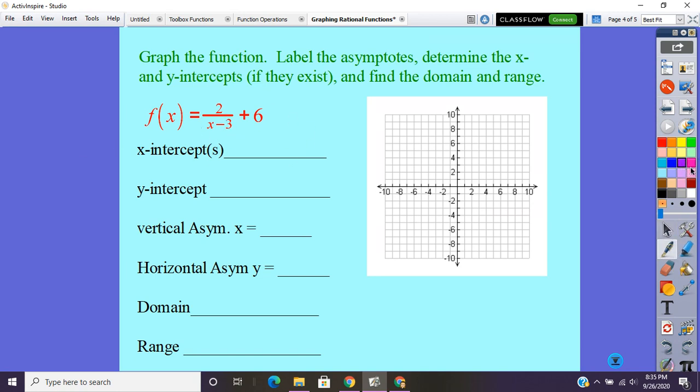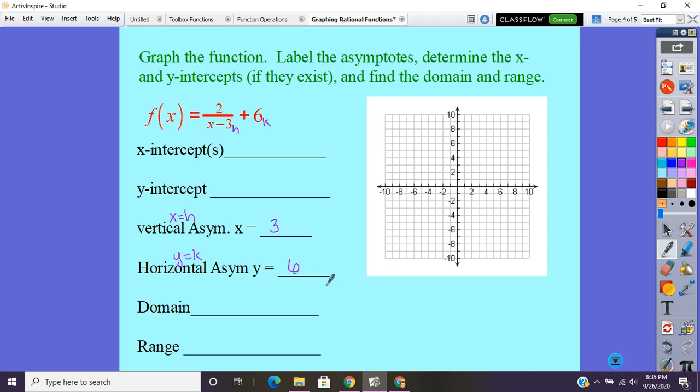Remember I said those are found by our h and k. If you want to think about it this way as additional notes, our vertical asymptote is always x equals whatever that h value is. And our horizontal asymptote is y equals whatever that k value is. And it's always the opposite of what's with our x. So that means our h is 3 and our k is 6. That makes our vertical asymptote x equals 3. And our horizontal asymptote y equals 6.